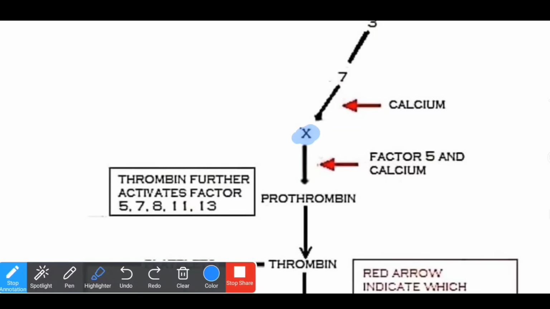Calcium is activating factor number 10. And what is the name of factor number 7? Factor number 7 is called proconvertin.